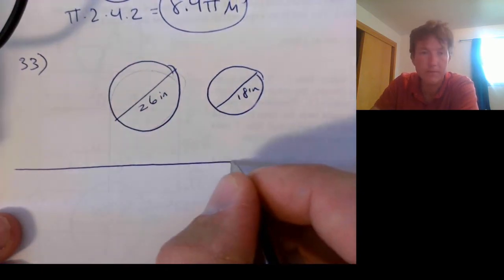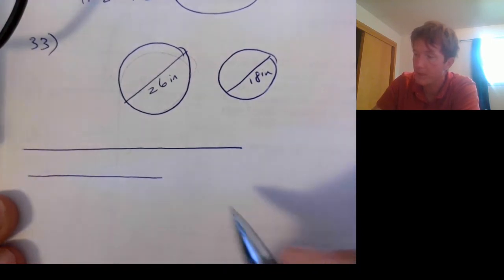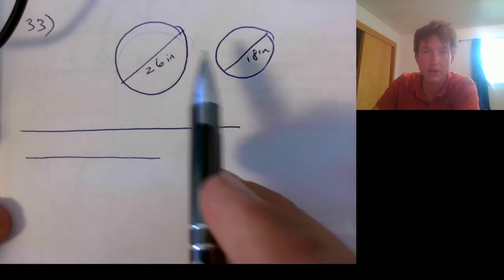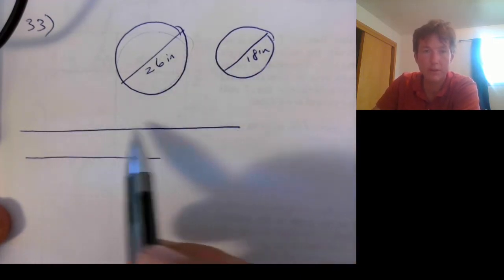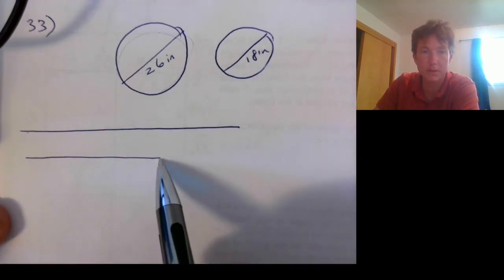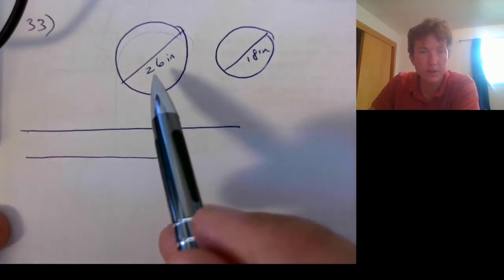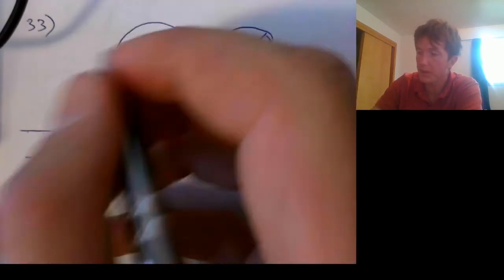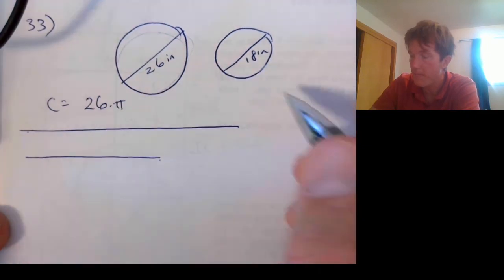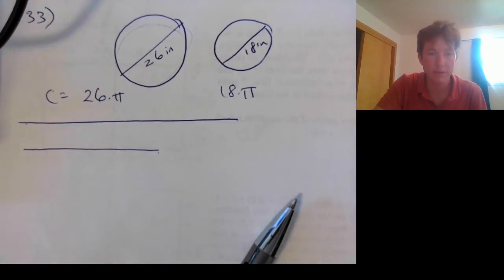you laid it out like a flat line, you can see that the larger wheel, this is really just an approximation, would travel farther in one revolution. It would go from here all the way out to here. The smaller wheel would start here and hit here. So to find this, we have to find the circumference of each wheel. The larger wheel has a circumference of 26 times pi. The smaller wheel has a circumference of 18 times pi.